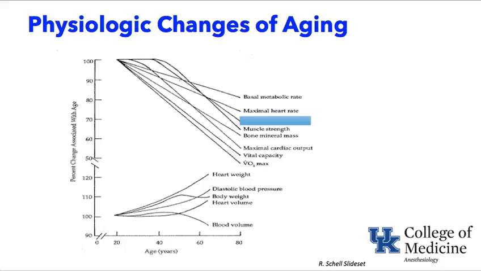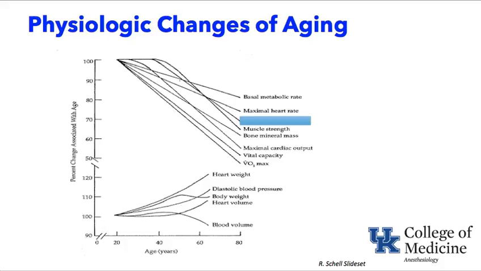In fact, 220 minus your age is approximately your maximal heart rate, which I discovered years ago riding my spin bike and realizing I can no longer get my heart rate up over 200. In fact, my maximal heart rate now is approximately 170.